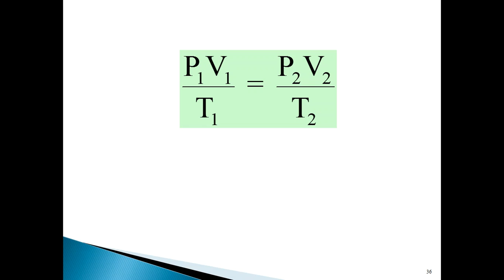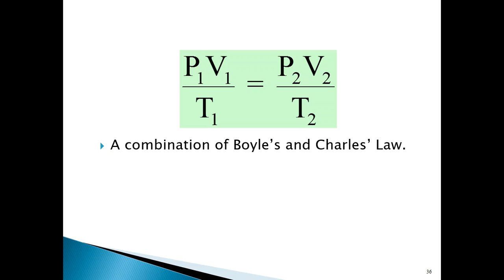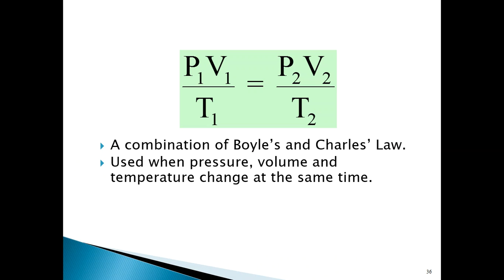The combined gas law says P1V1 over T1 is equal to P2V2 over T2. This is a law that you would apply if everything changes, if the pressure, the volume, and the temperature of the gas change. It's a combination of Boyle's, Charles's, and actually Gay-Lussac's law, even though it's not listed here.